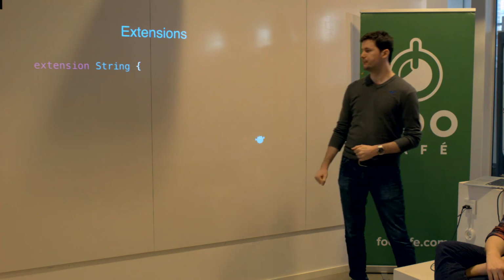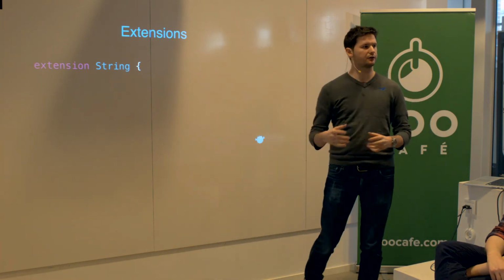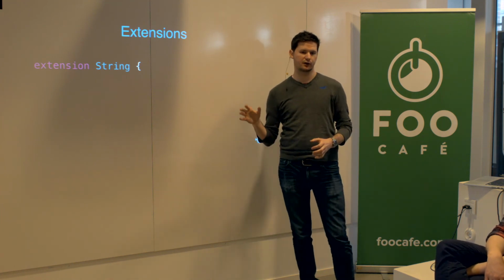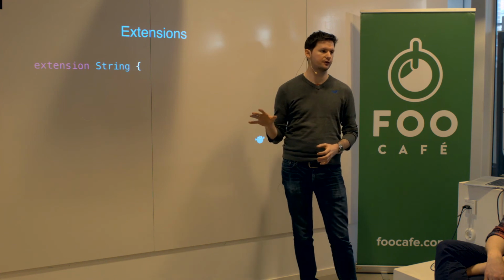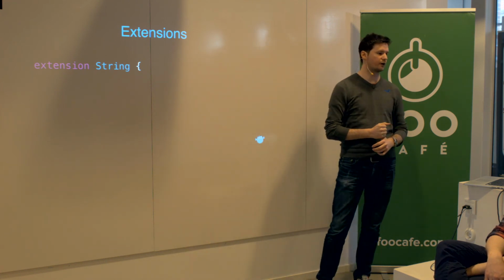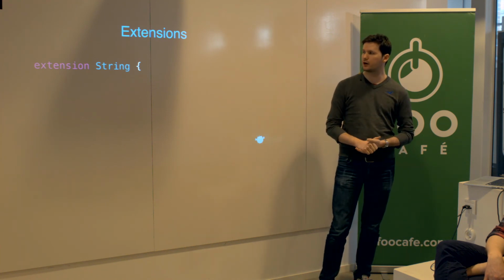Extensions. They're much like categories in Objective-C. You have a class either written by yourself or some other one. Maybe it's even closed, so you don't have the source code to it. You can't change it. With extensions, you can add your own methods, your own calculated properties, and make it more powerful.